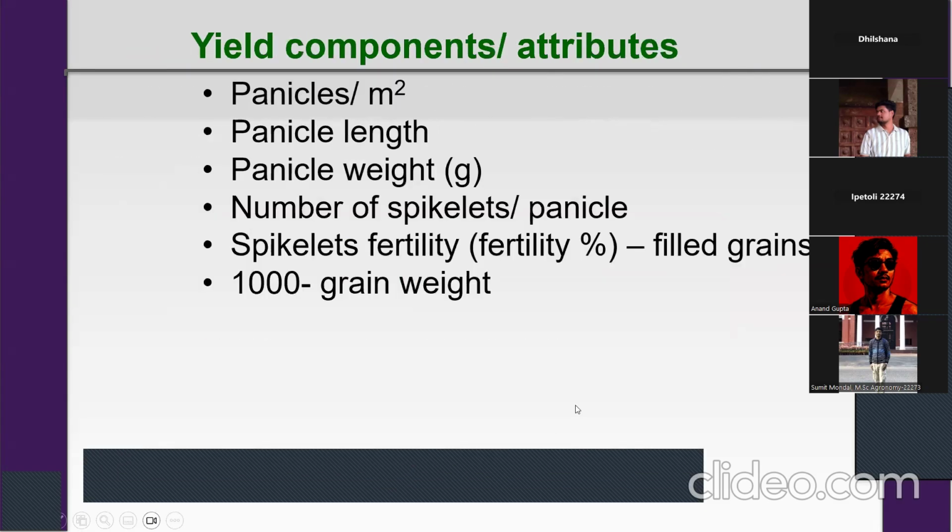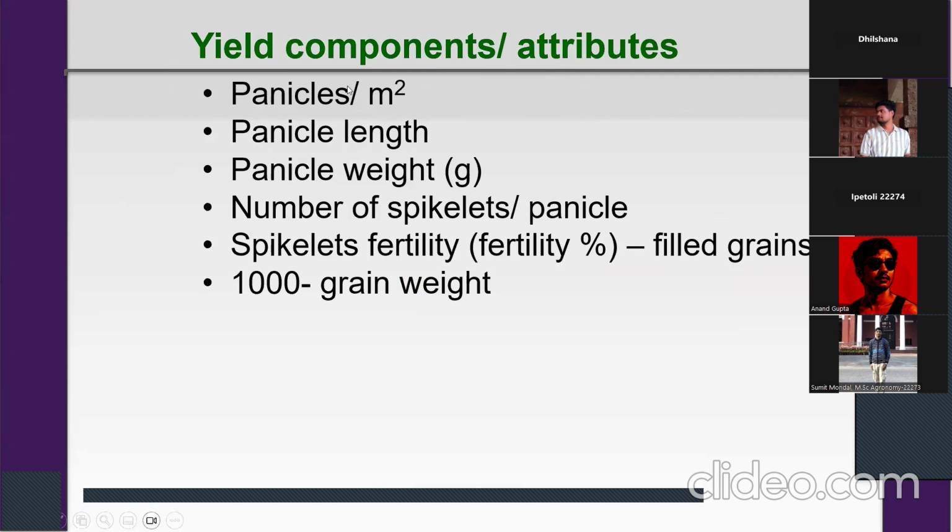Now, yield components in rice, you can see what the major yield components are. Panicles per meter square is a yield component. Panicle length is a kind of yield attribute, but normally it is not used in calculations. Generally, the longer the panicle, you expect the grain number will be more, but that does not always hold true. Panicle weight is also a yield attribute, but it is not used for calculation of grain yield.